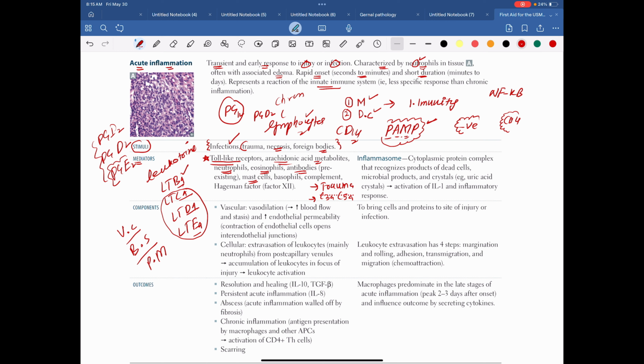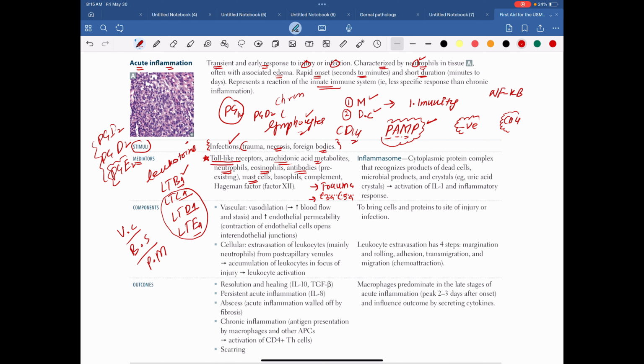Then also we have the cross-linking of cell surface IgE by antigen. So IgE also is going to activate the mast cell. So these are, you can say, the activation pathways of mast cells.